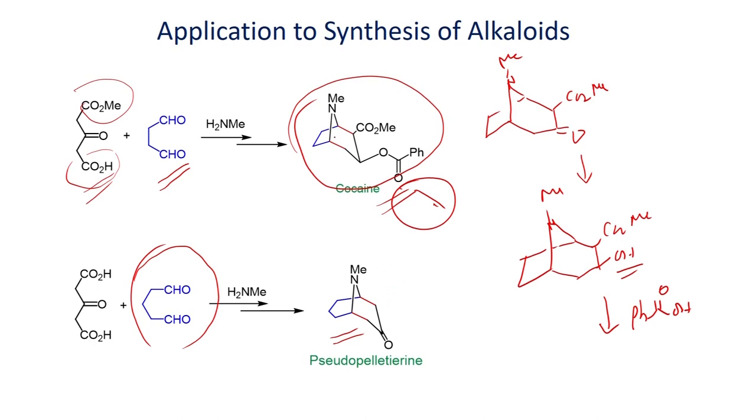And if you look at all the cases, you have to use one equivalent of this dialdehyde, one equivalent of this primary amine and this carbonyl compound. You will generate two molecules of water as a byproduct. Since the reaction involves a double Mannich reaction, you will generate two molecules of water as a byproduct.